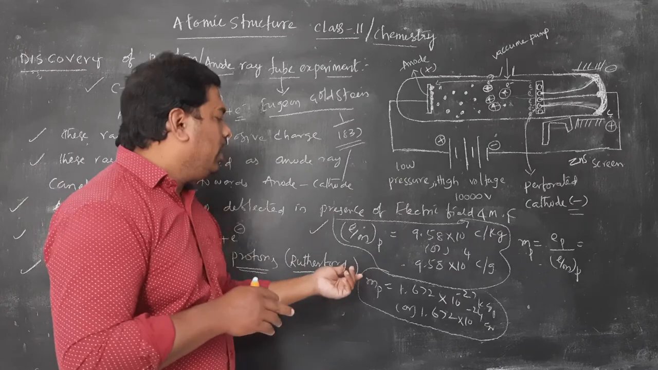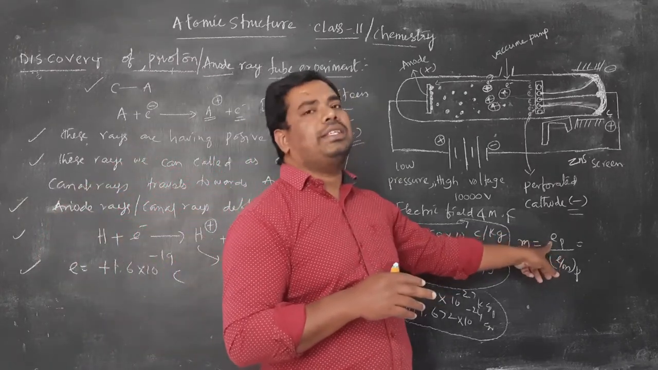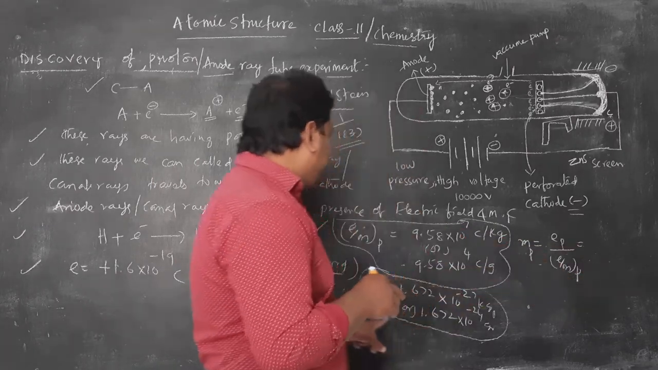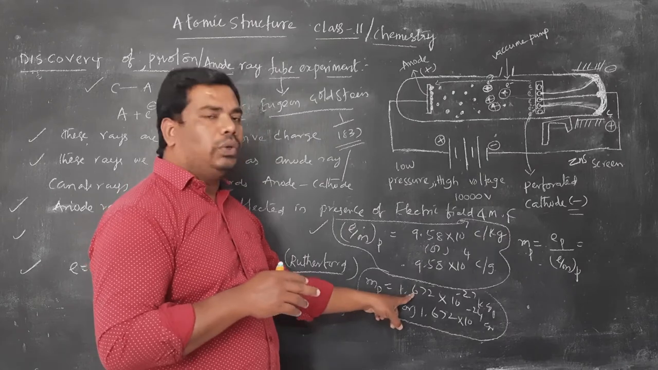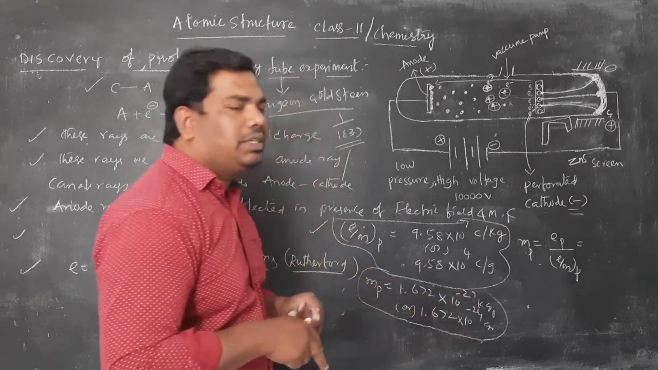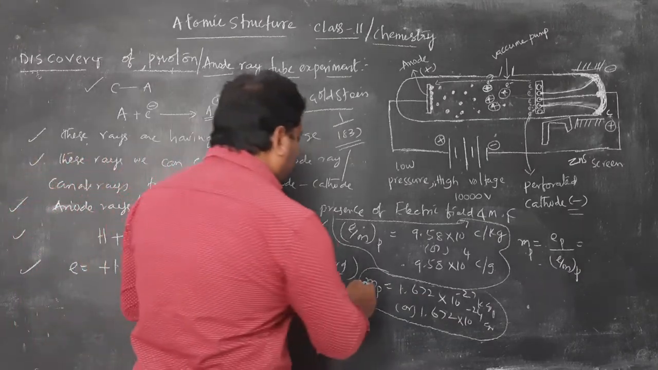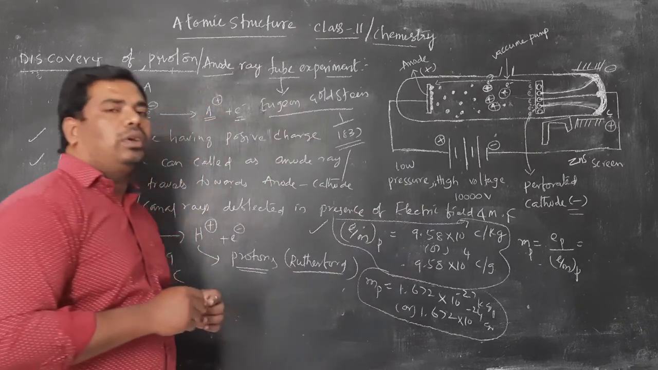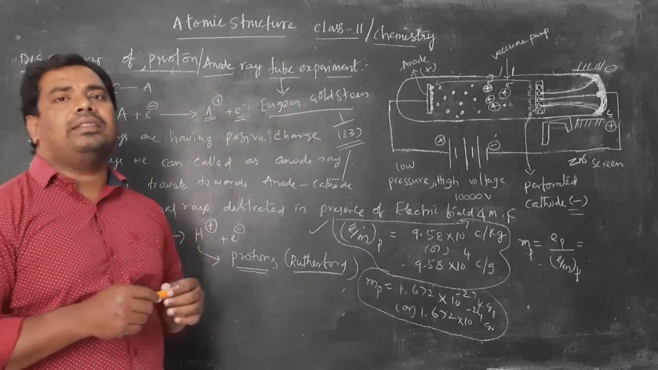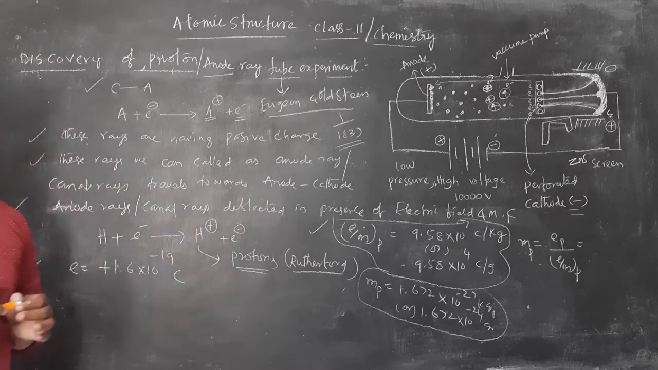Okay, clear student. And also we can calculate the mass of proton, that is equal to charge of proton divided by charge to mass ratio of proton. So that gives 1.672 into 10 to the power of minus 27 kilogram, or 1.672 into 10 to the power of minus 24 gram. And also he concludes that the mass of proton is 1 by 1837 times heavier than the mass of electron. So this is the discovery of a proton, student.